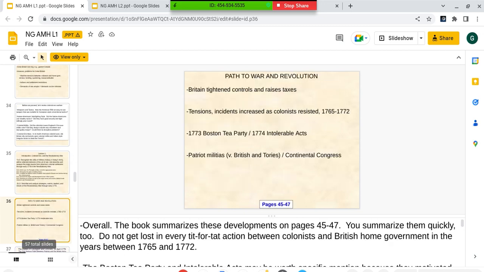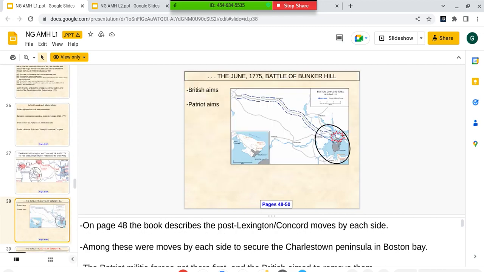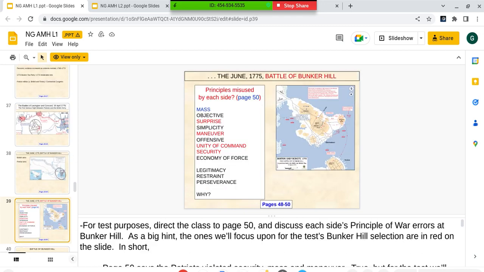Moving right along to what's important for the test. You can read all this if you're interested, although it's not directly testable, but now we get back to the directly testable stuff. The first major battle that they emphasize heavily and they study a lot is the Battle of Bunker Hill. Now, the Patriots made mistakes and they gave the British a huge advantage, but the British made mistakes too, and they did not take advantage of all the opportunities that the Patriots gave to them.